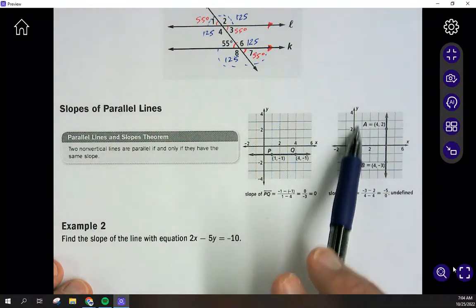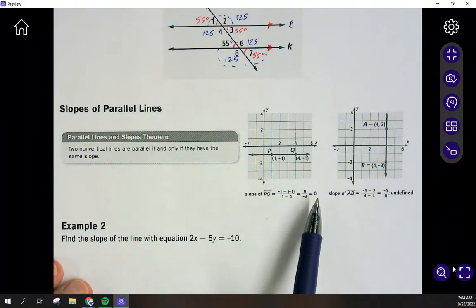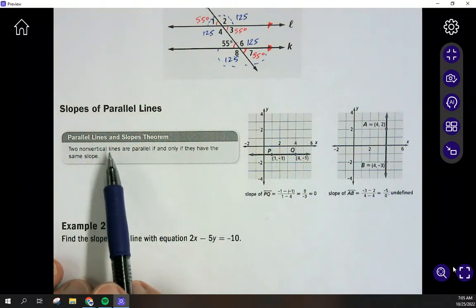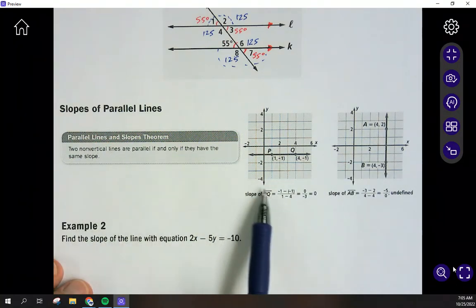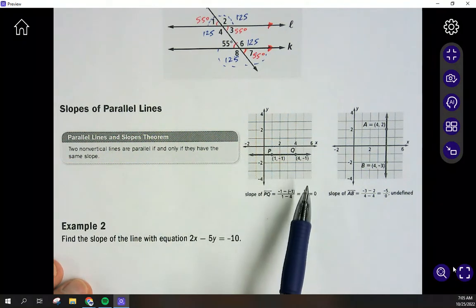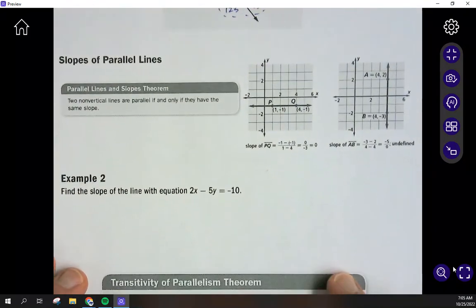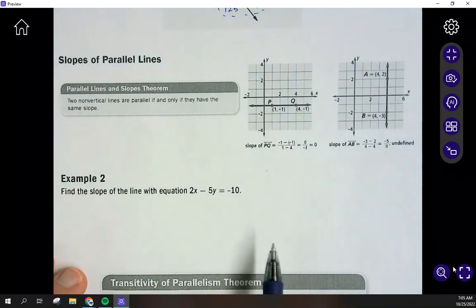We can still have parallel lines if they both have that undefined slope. But other than that situation, our parallel lines and slopes theorem says if the slopes are the same, the lines are parallel, and vice versa. If the lines are parallel, the slopes are the same. It works both ways. Again, that's the biconditional.